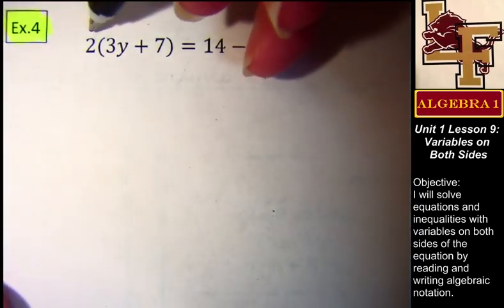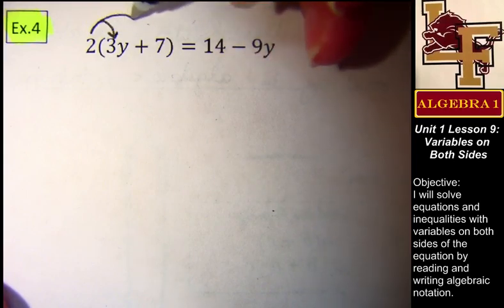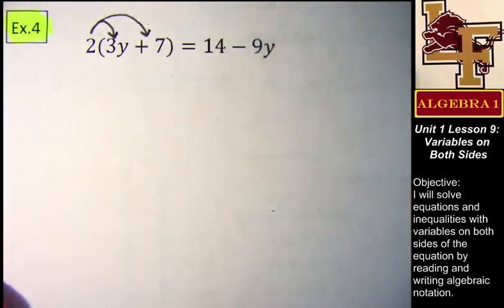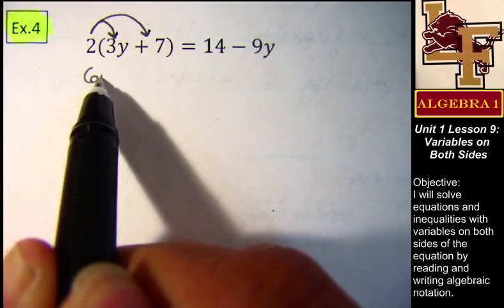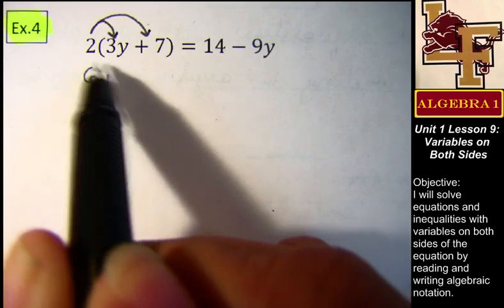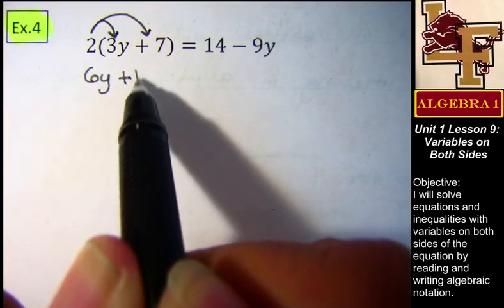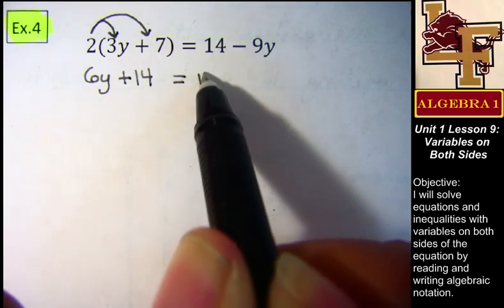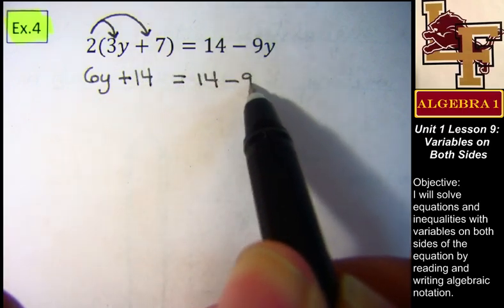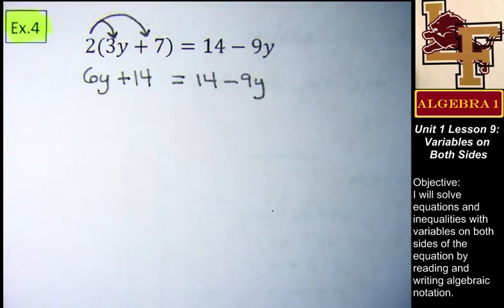I'm going to distribute. So I'm going to multiply the 2 to this thing, and then I'm going to multiply the 2 to this. So 2 times 3y is? And 2 times 7 is? 14, and it's a positive. When I do the distribution, I no longer need to write the parentheses. And so this is already looking a little better right now.